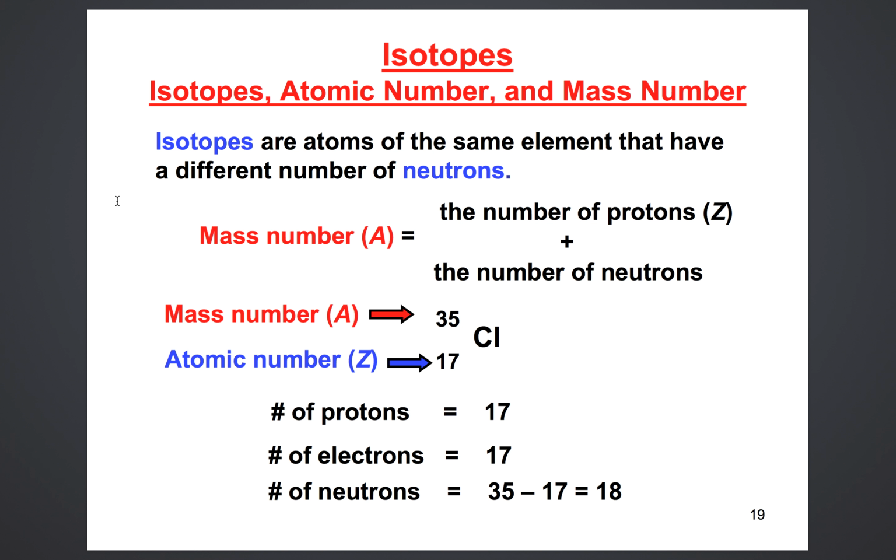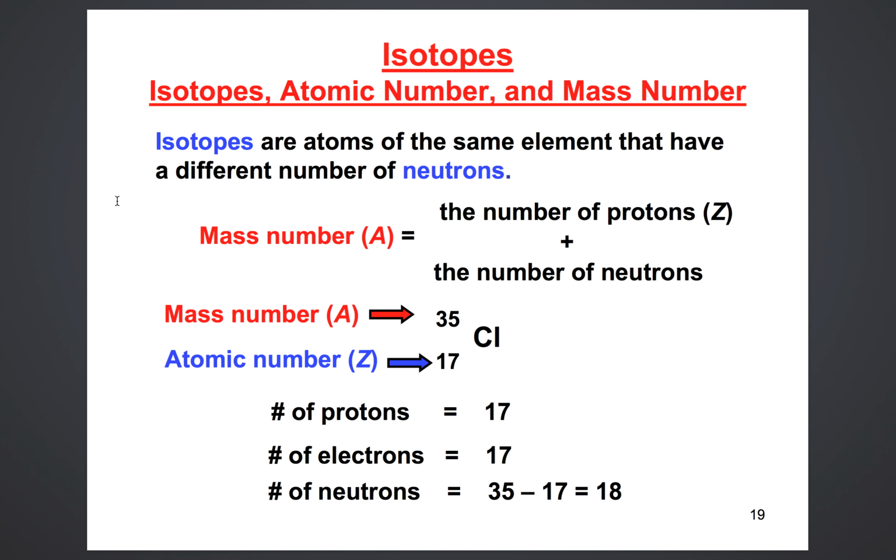Isotopes, atomic number and mass number. Isotopes are atoms of the same element that have a different number of neutrons. For chlorine, the mass number is 35 and the atomic number is 17. To find the number of protons, it's whatever is on the top, which is 17. And the number of electrons is 17.